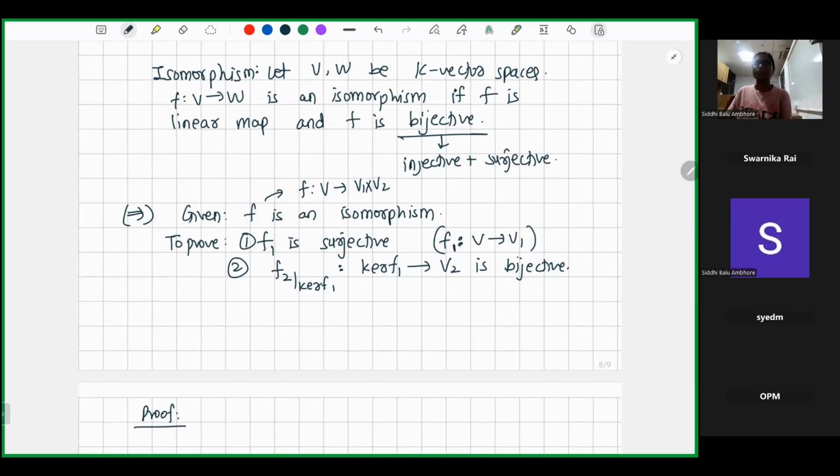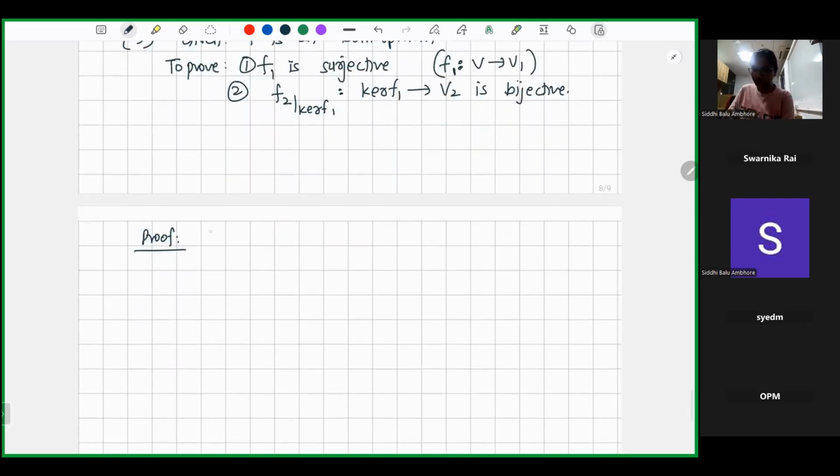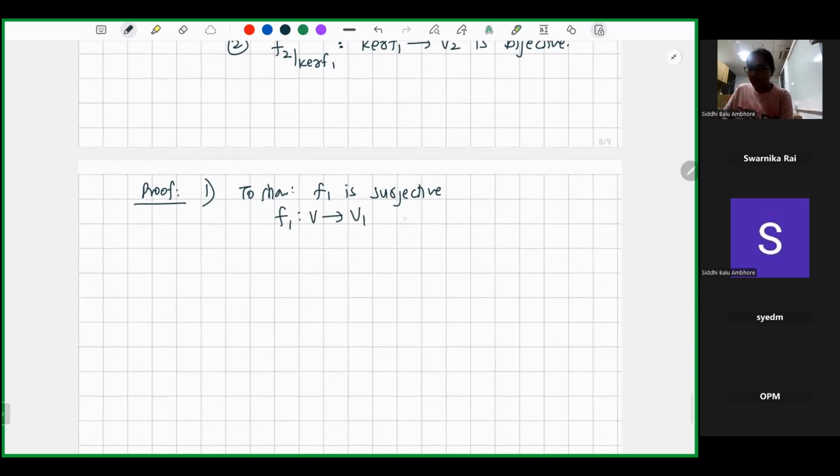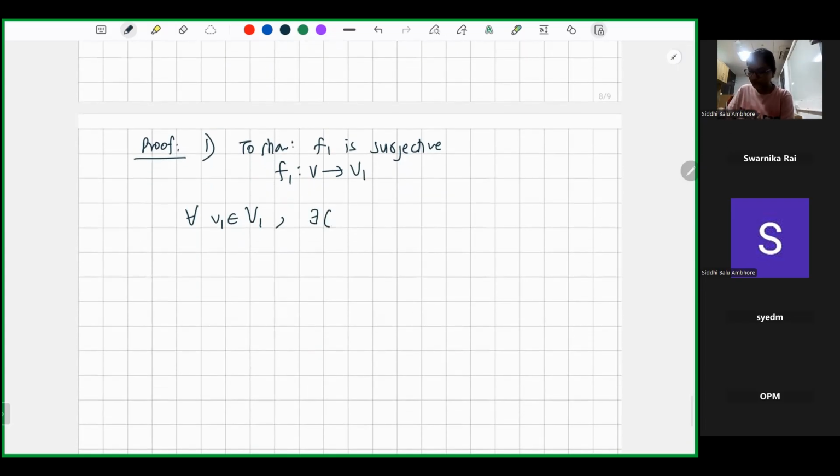So let us start with the surjectivity of F1. First, to show that F1 is surjective: F1 is from V to V1, right? And showing it is surjective means that for all v1 in V1, there exists some v in V such that F1 of v is equal to v1. This is what we want to check.